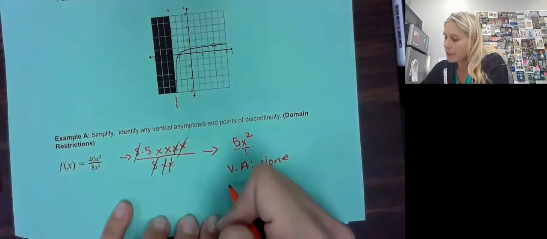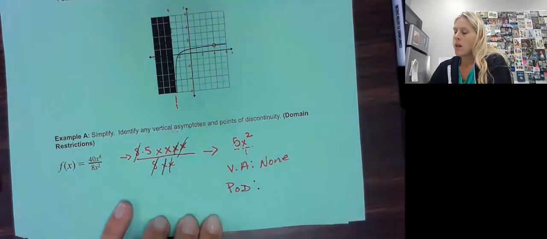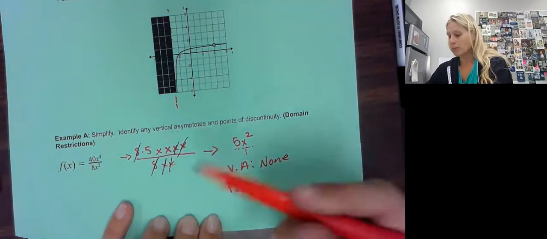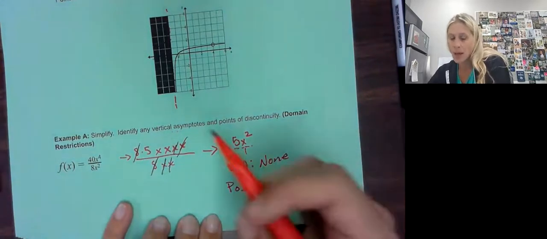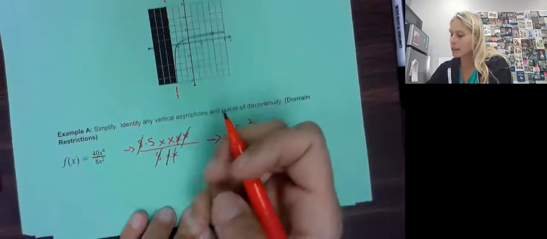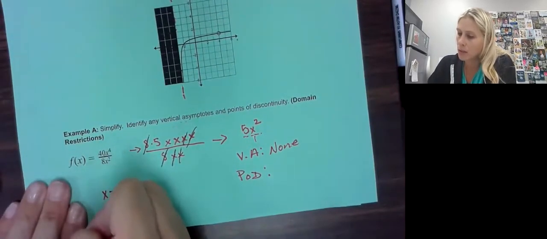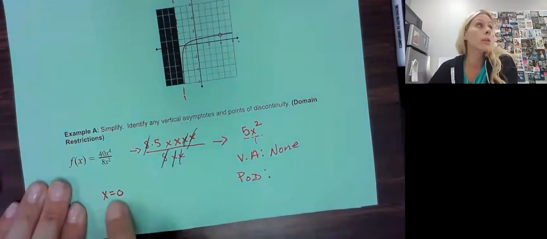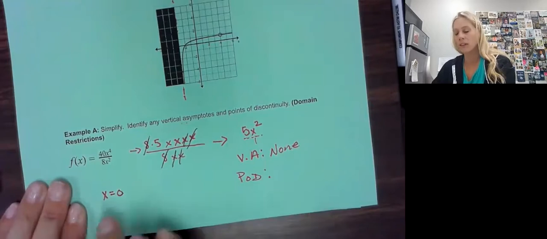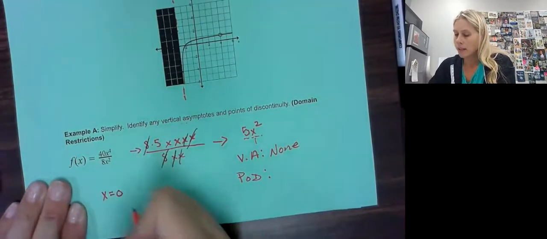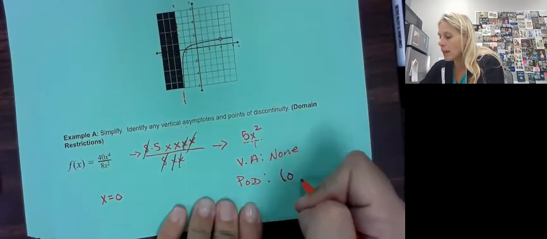Now our point of discontinuity, or our hole, that comes from what we crossed out. Now 8 can never be 0 because it's 8, but we crossed out an x. So on the side here, I might say x equals 0. Remember, set what you cross out equal to 0 and then solve. Oh, what do you know? We already solved it, right? x equals 0. So we know there is a hole at 0.